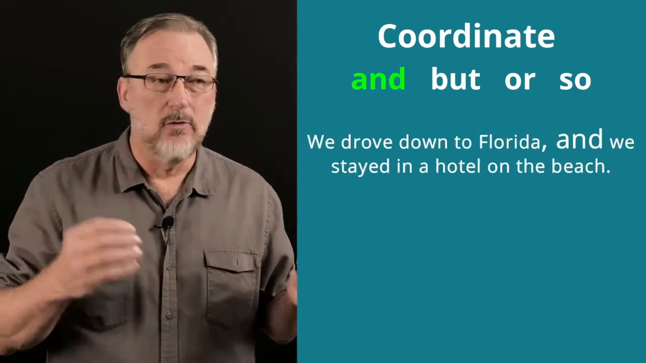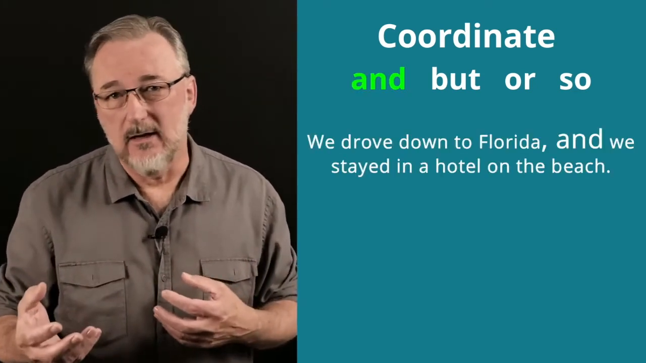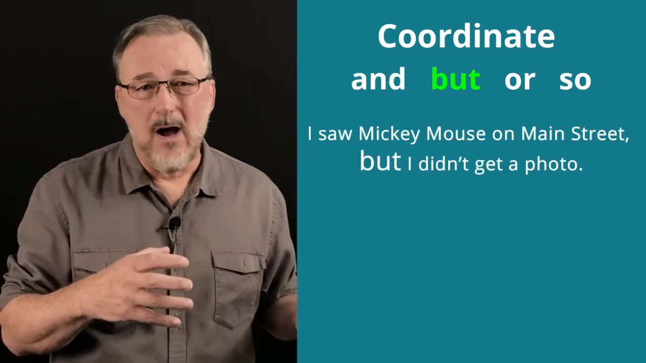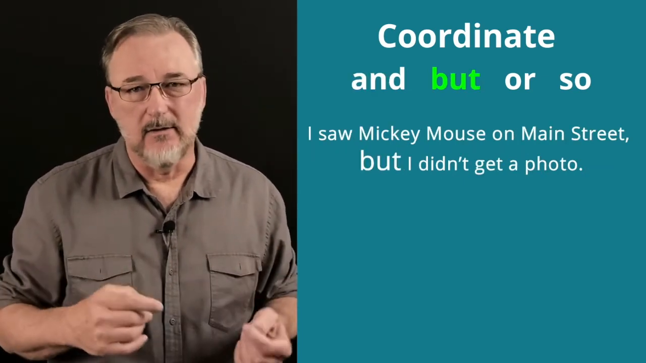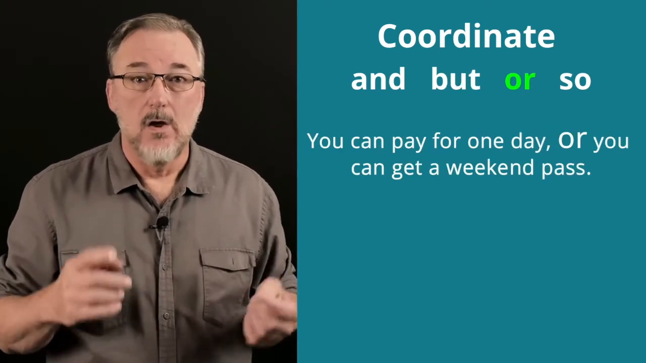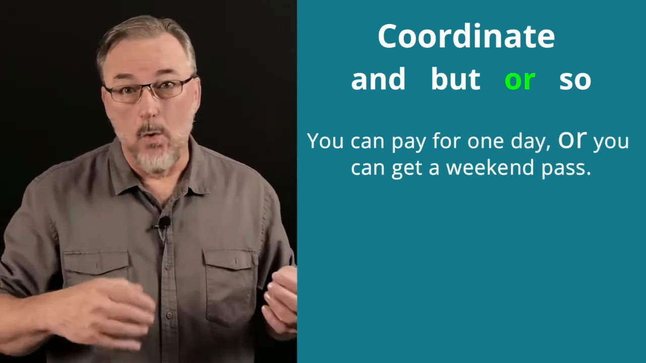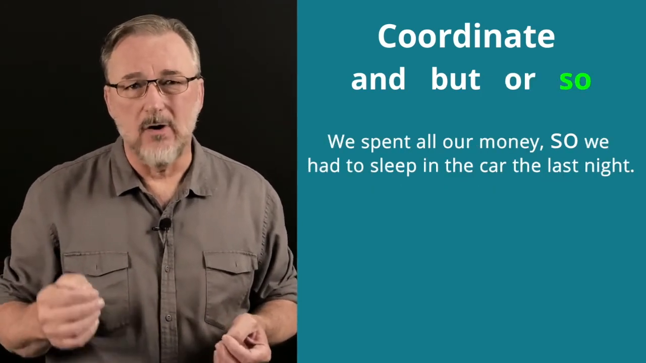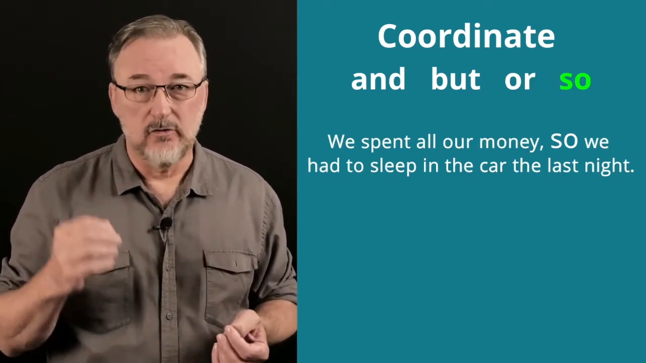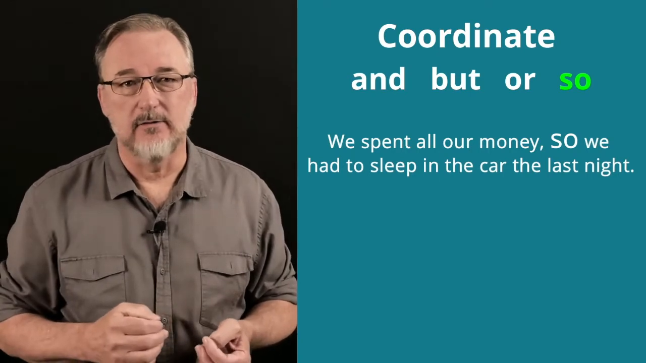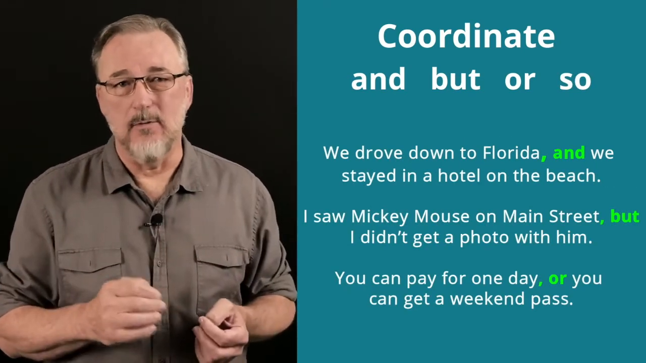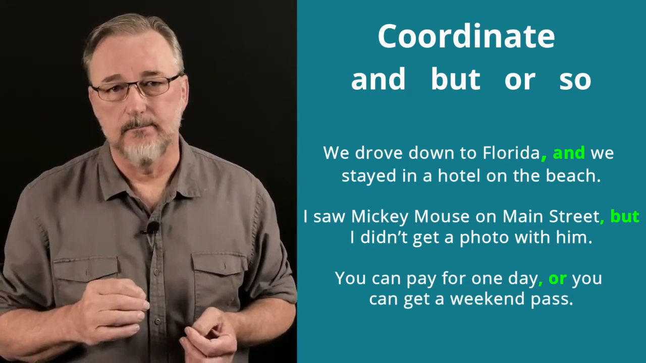For example, we drove down to Florida and we stayed in a hotel on the beach. I saw Mickey Mouse on Main Street, but I didn't get a photo. You can pay for one day, or you can get a weekend pass. We spent all our money, so we had to sleep in the car the last night. Notice that we usually put a comma in there before the coordinating conjunction.